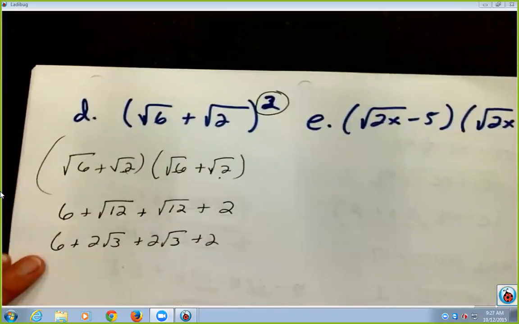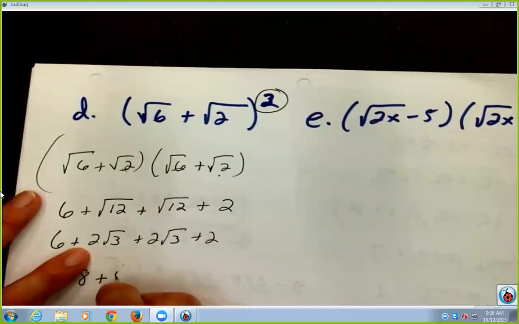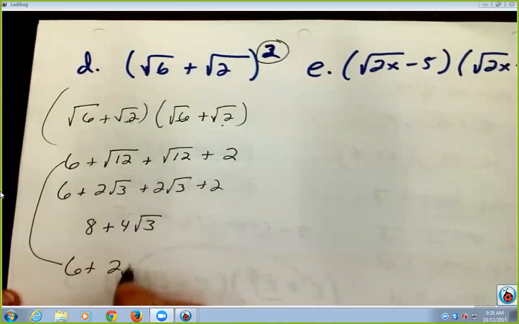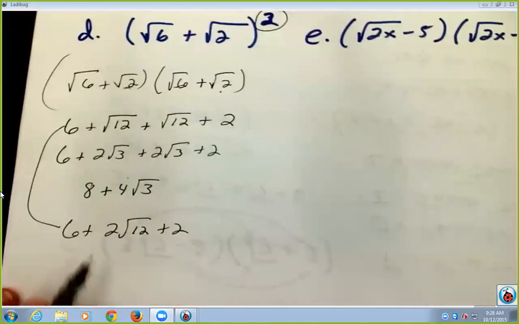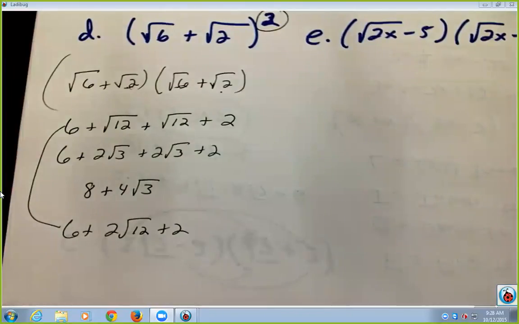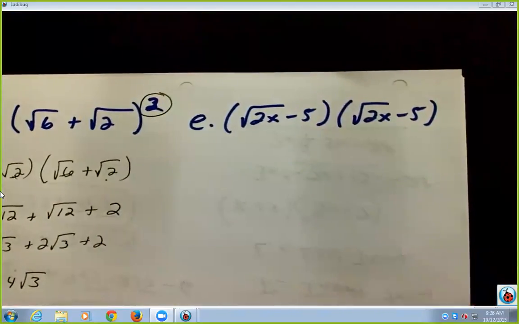Then I'm going to use my rules from 9.4a and combine stuff. So 6 plus 2 is 8. 2 square root of 3 and 2 square root of 3 is 4 square root of 3. Now you could have put these together right at this point and said you had 6 plus 2, the square root of 12 plus 2, and then adjusted your 12. So it would work either way. So you could adjust it at the end if you wanted to, or adjust it at the other point. Okay? Make sense? Okay.